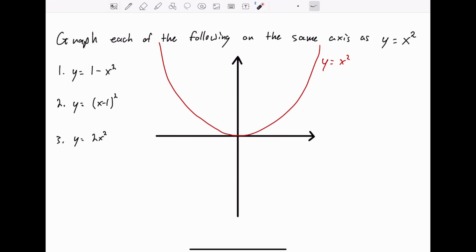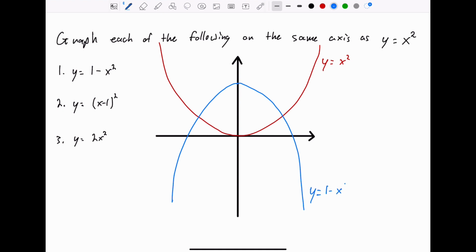1 minus x squared. The 1 here is going to shift everything up a distance of 1 in the y direction. We're adding 1, but then we have minus x squared. The minus flips the graph over, so it's going to be flipped over and vertically shifted by 1. So 1 minus x squared looks something like this. That's not a great picture, but that's a rough sketch to show what 1 minus x squared looks like.